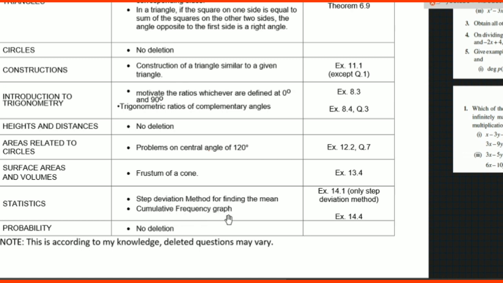And the cumulative frequency graph, that is exercise 14.4, is deleted. And there is no deletion in probability because it's a very beautiful concept, right? And this column, I have written according to my knowledge. The deleted questions may vary, right children? I think it is understood clearly.